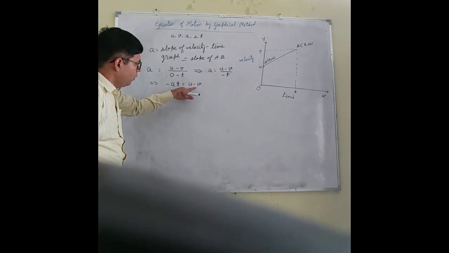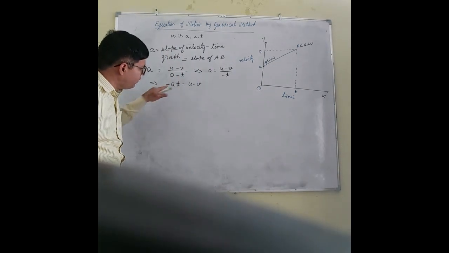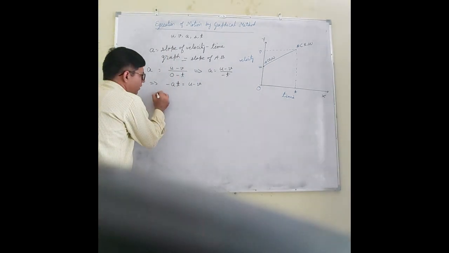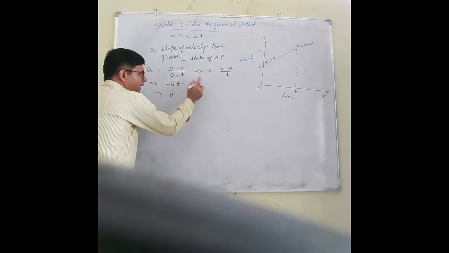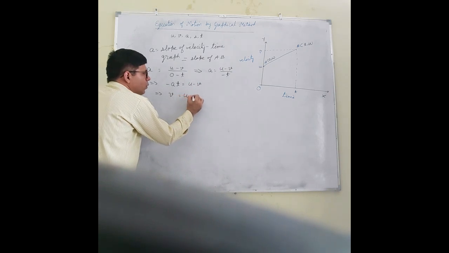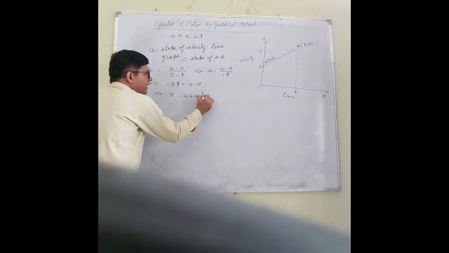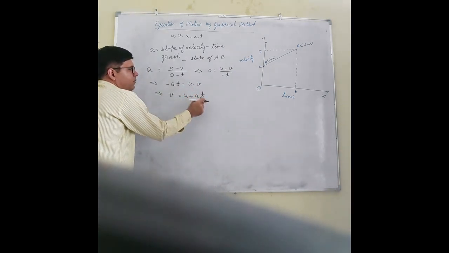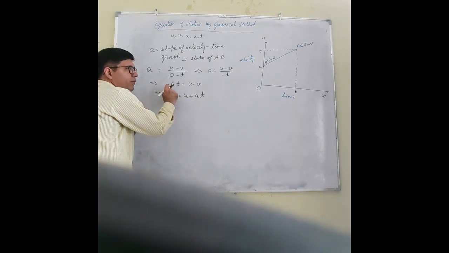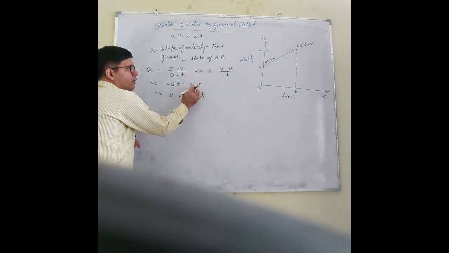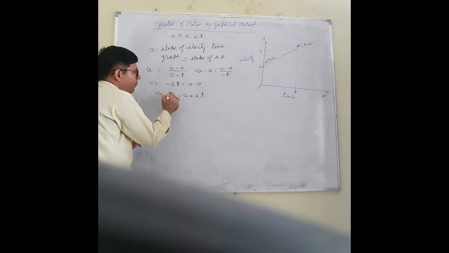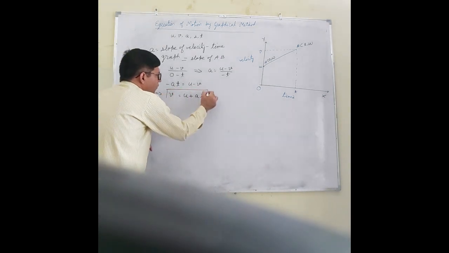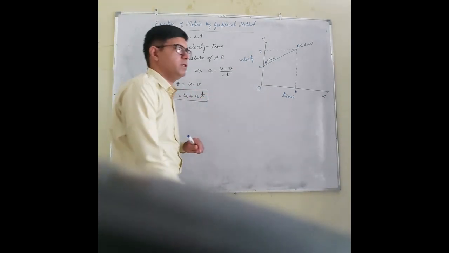Now let's shift u here. So what will we get? v equals u plus at. Why is u positive? Because it is negative on the left-hand side, and when it is shifted to the right-hand side, it will be positive. So this is the first equation of motion.